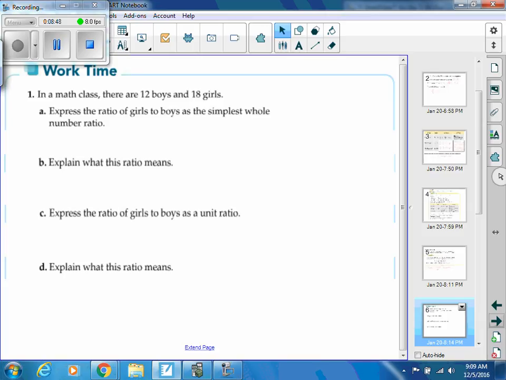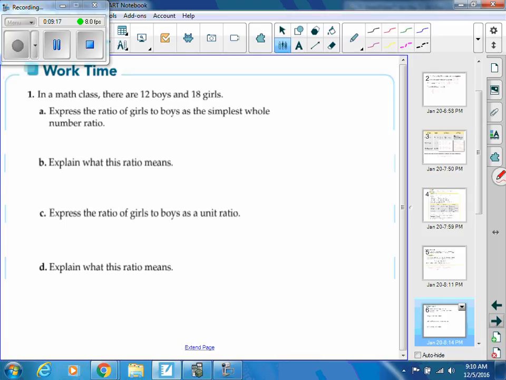Okay, moving on to the problems here. It says, in a math class there are 12 boys and 18 girls. We need to express the ratio of girls to boys as the simplest whole number ratio. Now, if you want to go ahead and pause the video here, try it on your own, and then check your answer. Feel free to do that anytime. Pause it, and then check what I have.